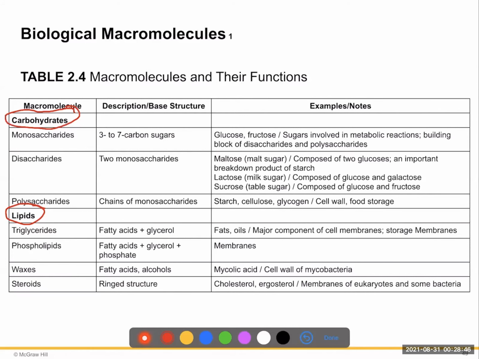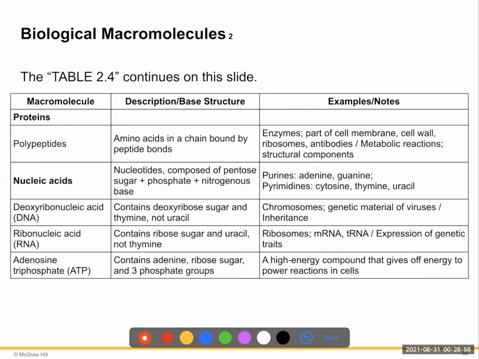And steroids. Steroids are your ring structures. Cholesterol, ergosterol, membranes of the eukaryotes, and some bacteria. Okay, so it's carbohydrates and lipids. We also have proteins and nucleic acids. Proteins are polypeptides. In other words, proteins are amino acids placed together. It's a long chain of amino acids. That's what a polypeptide is. Those are the forms of proteins.